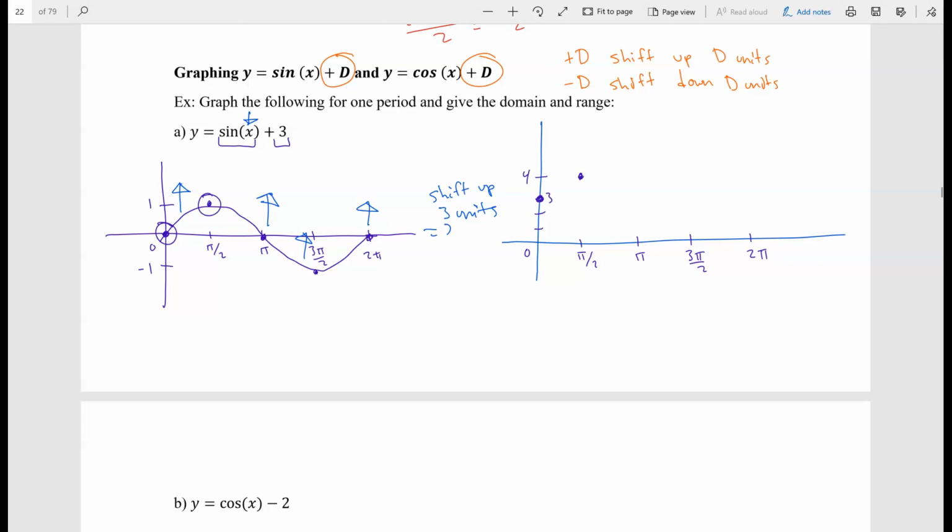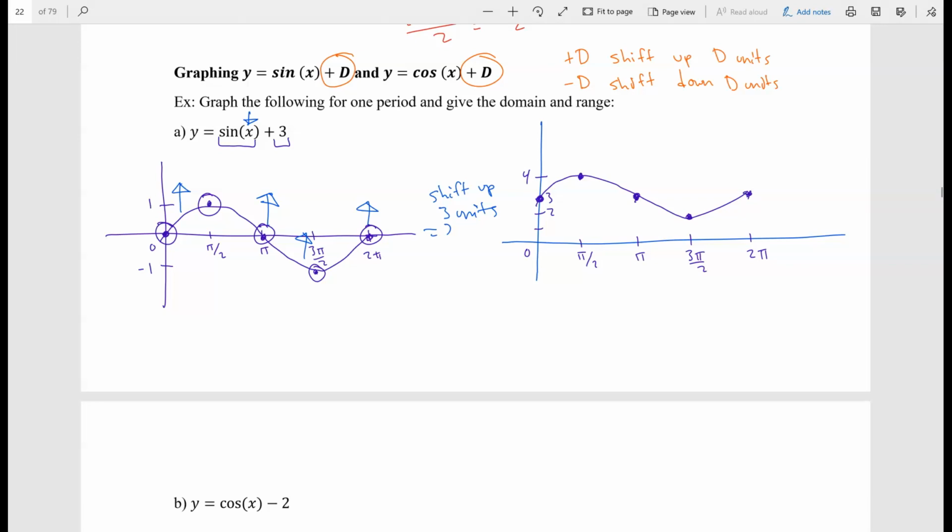Okay. This guy is at 0. It's going to be back at 3. So the number at 3 pi over 2 is at -1. Shifted up 3 is going to be at 2. And then finally 2 pi shifted up 3 is going to be back at 3. So basically you have this sine curve now floating up in the air. Okay, so that's basically what it looks like.